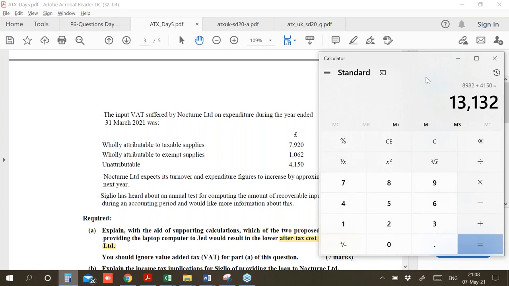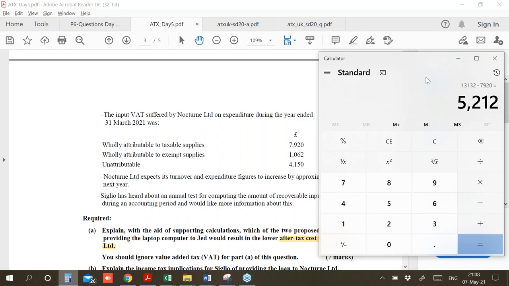Let's talk about the second test. Total input VAT less VAT directly attributable to taxable supplies. Whatever your answer is, if it is less than 7500, then test 2 is satisfied. So I have the total input VAT calculated already. I'll just deduct the VAT attributable to taxable supplies out of that. 5212, which is less than 7500. So test 2 is satisfied.